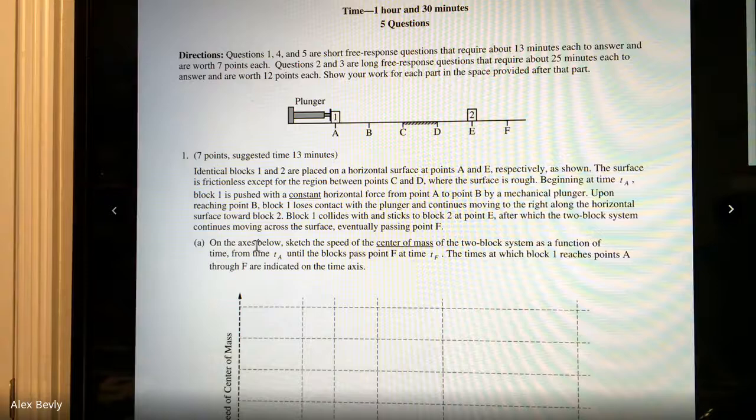So on the axis below, sketch the speed of the center of mass, and notice center of mass is underlined here. So when we're talking about center of mass, which mass are we talking about? Mass 1, mass 2, or both masses? Yeah, so we're looking at both masses here, and this is going to be tricky.